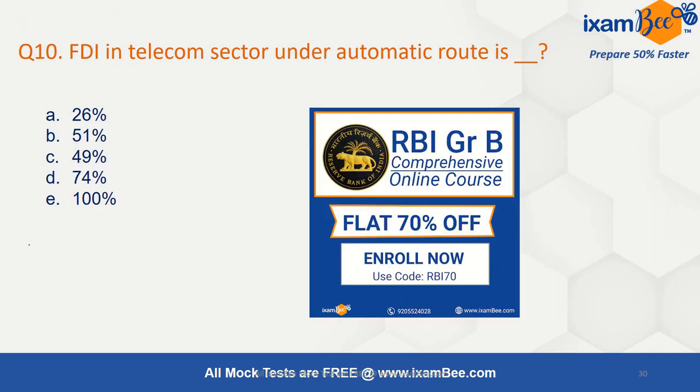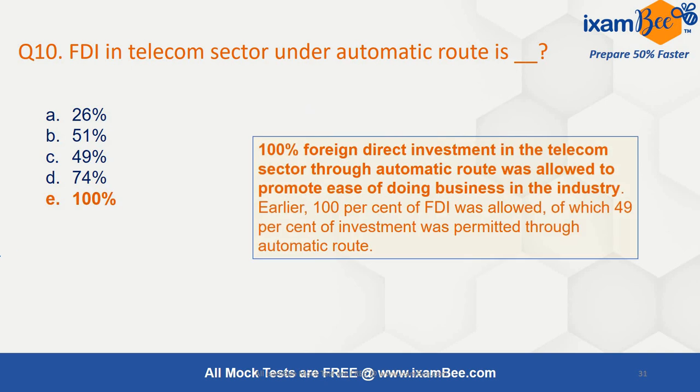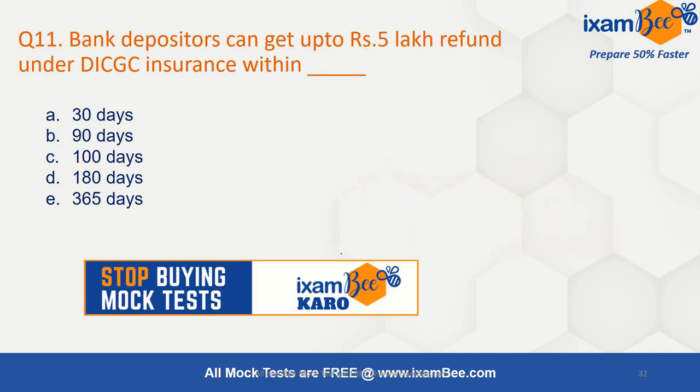The next question is FDI in telecom sector under automatic route is what percent? Under automatic route, the answer is 100% is allowed. Earlier 100% FDI was allowed, of which 49% was permitted through automatic route. But this is the change here.